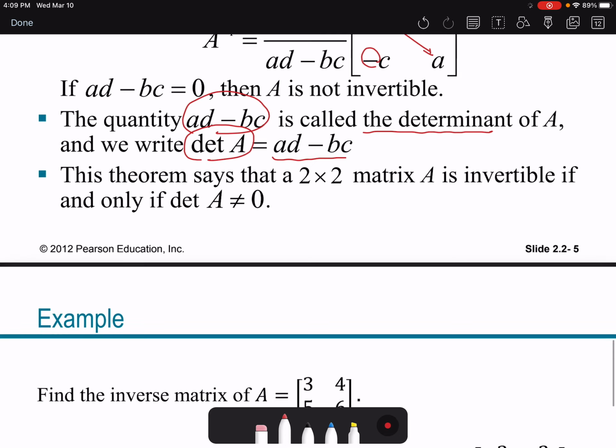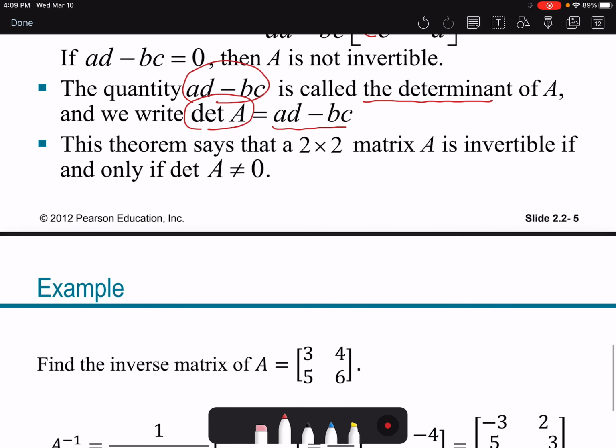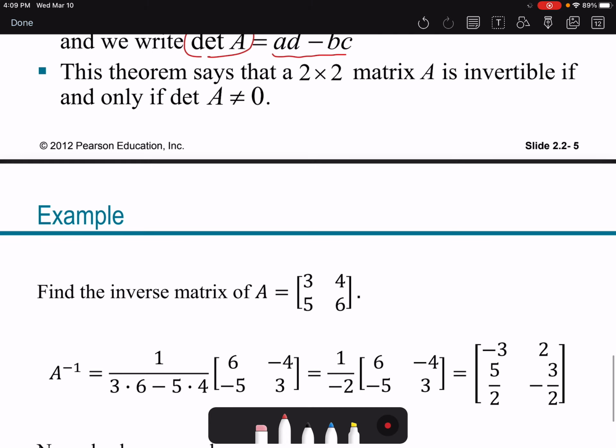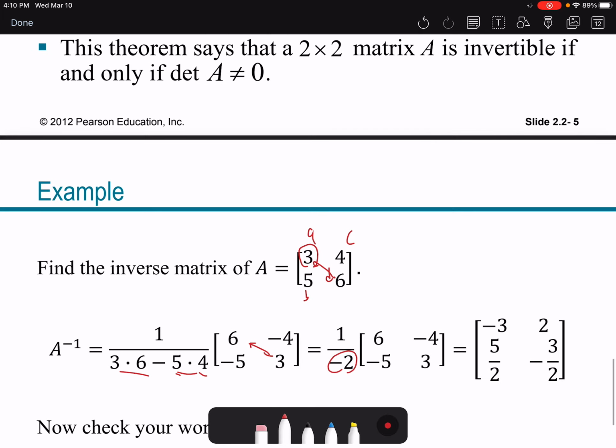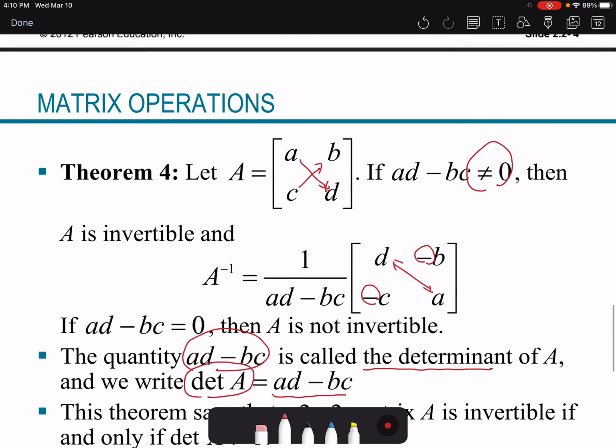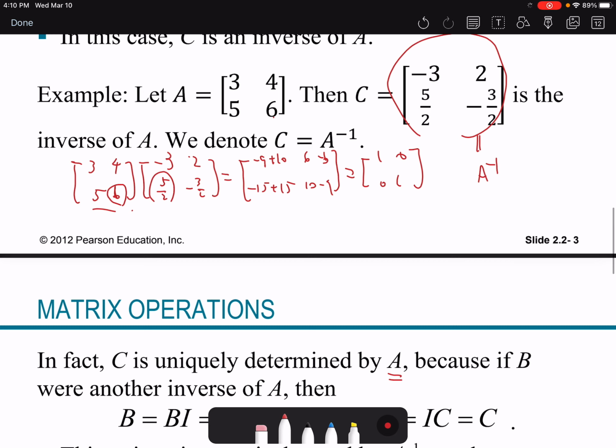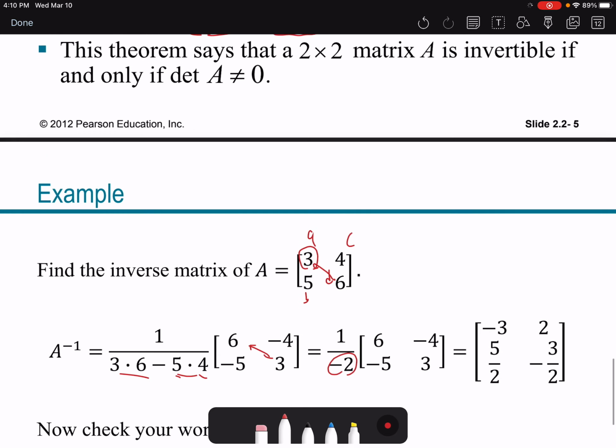Let's look at an example here. Find the inverse matrix of 3, 4, 5, 6. So here, A times D, it's 3 times 6, minus B and C, 5 times 4. And you notice that 3 and 6 exchange places, and 4 and 5 have to change sign. So 18 minus 20, we get negative 2 at the bottom. As a result, when you multiply that, we get negative 3, 2, 5 and a half, negative 3 and a half. You notice that? Check your work. Well, we did that a while ago. That's exactly what this is. So that's how you find the inverse matrix of a 2x2 matrix.